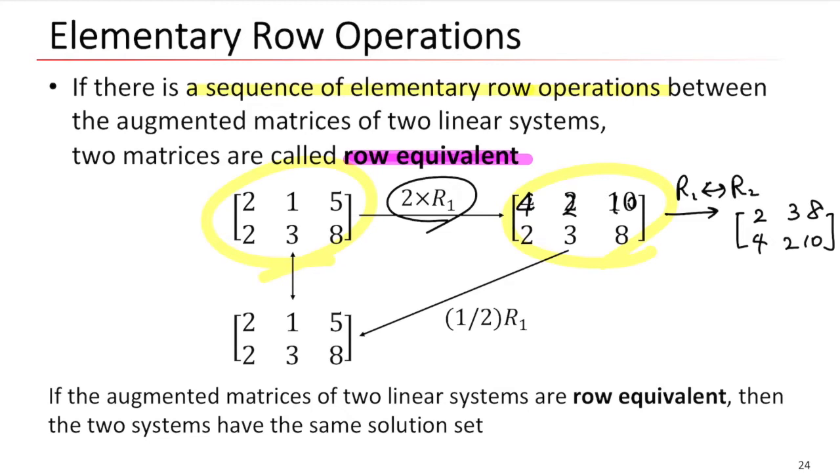So in this case, this linear system, in other words, these augmented matrices are row equivalent, because between them there is only a sequence of elementary operations like this, so they are all row equivalent. It means that if the augmented matrices of two linear systems are row equivalent, then the two systems have the same solution. It is really, really important.